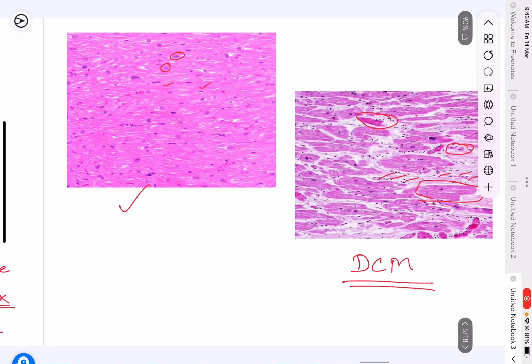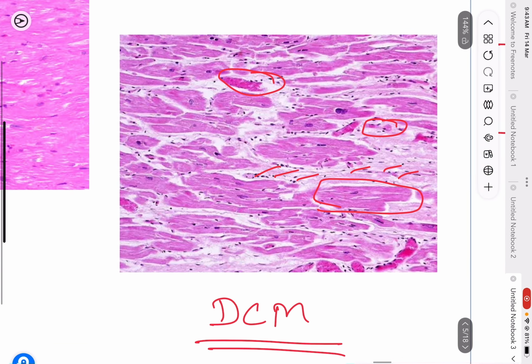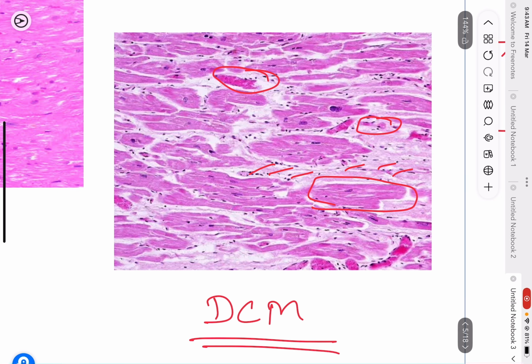This is the normal picture of a cardiac tissue. You see the compactness, how compactly these cells are together. And this is a case of DCM. See how sparse the cells are. There is atrophy, there is also elongation, and there is collagen deposition in these areas.